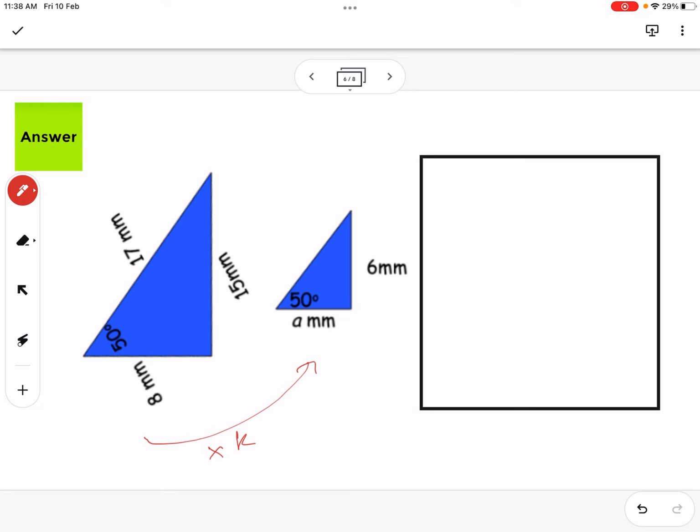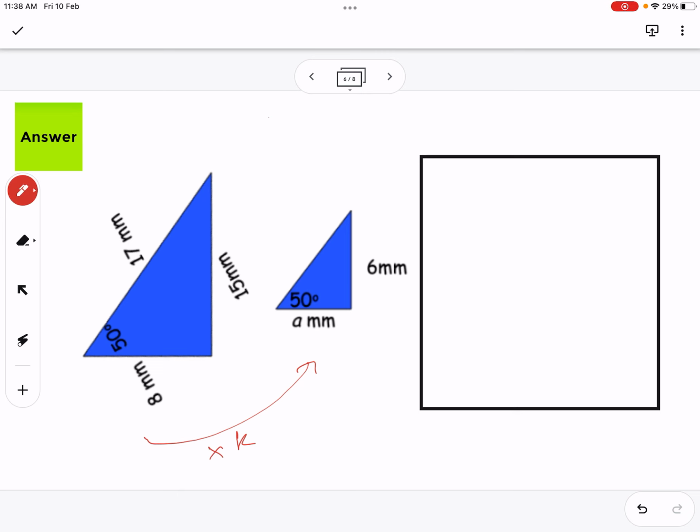So I'd expect that K value to be a fraction to indicate that lengths are going to get smaller rather than bigger. Alternatively, I guess you could work out the K value going the other way around and then divide by that number rather than multiplying by that number. But I'm going to do it the way I've said at the bottom.